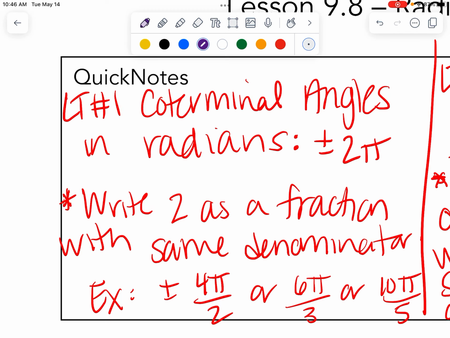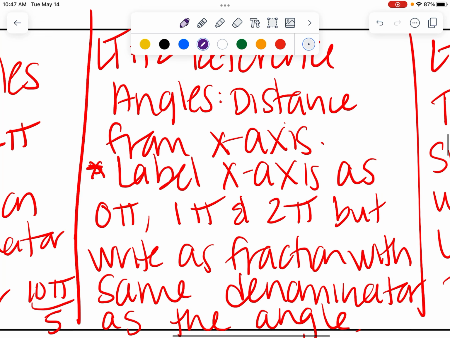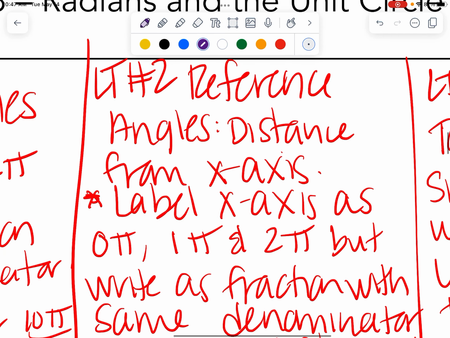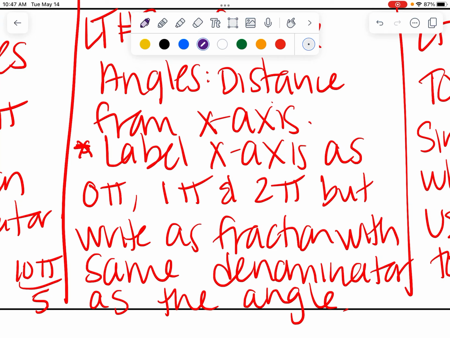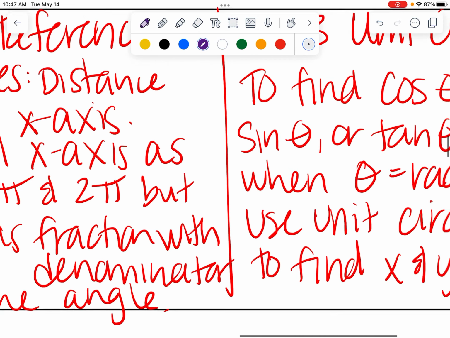The second learning target was about reference angles. And a reference angle is your distance from the x-axis. So we're going to label the x-axis as either 0 pi, 1 pi, or 2 pi. And you're going to do the same thing that you did before. You're going to write it as a fraction with the same denominator as the angle, and then either add or subtract as needed, depending if you're above it or below it.